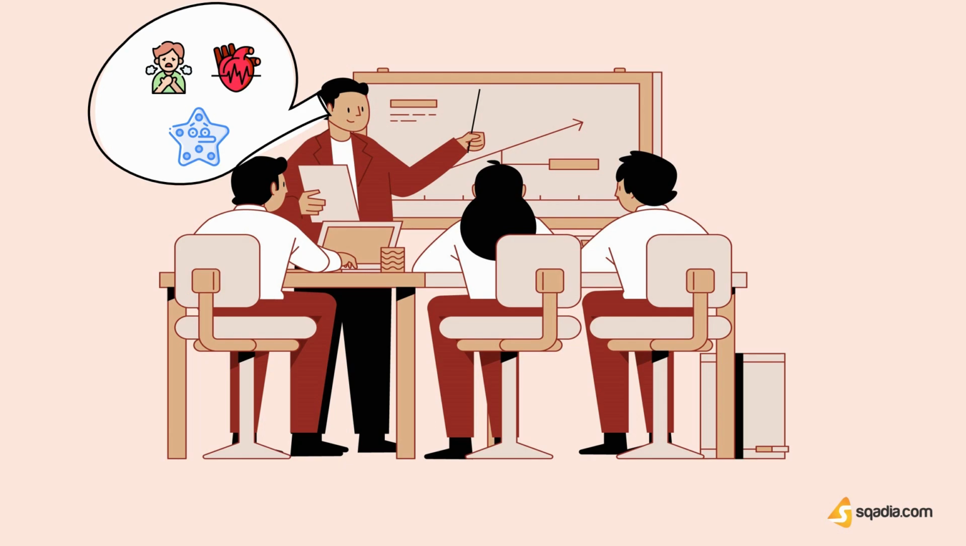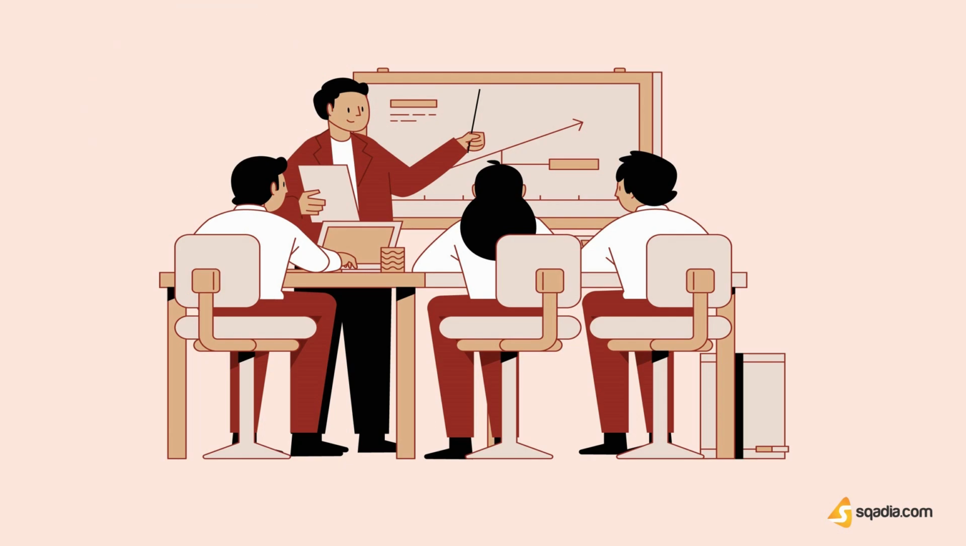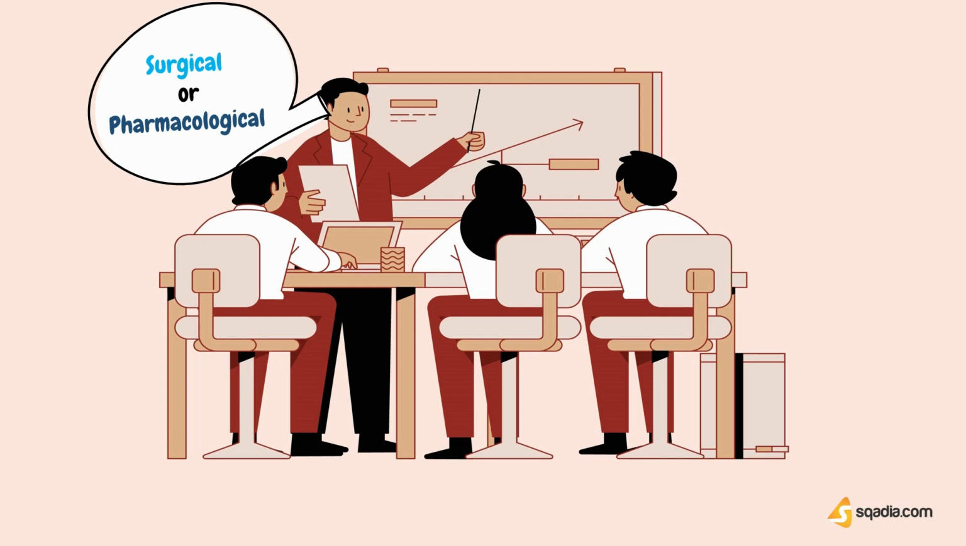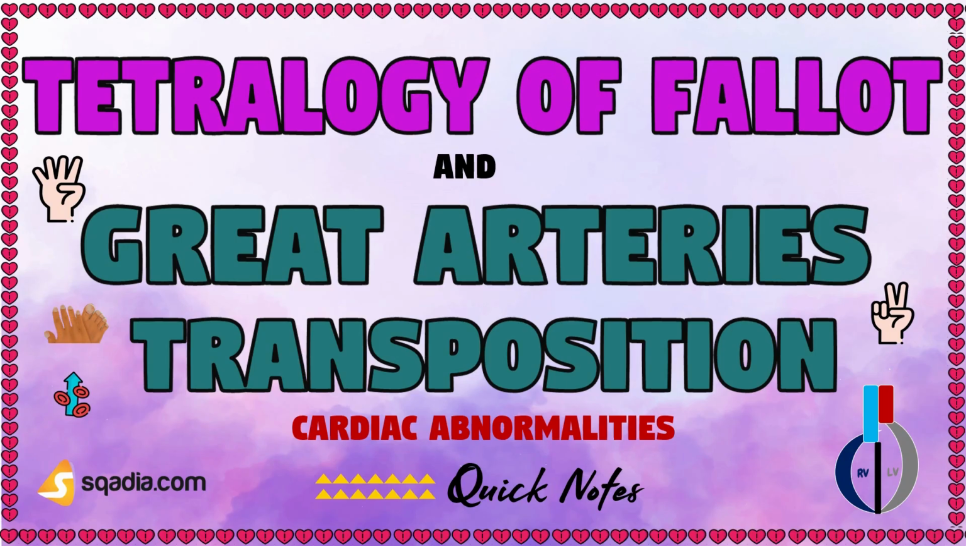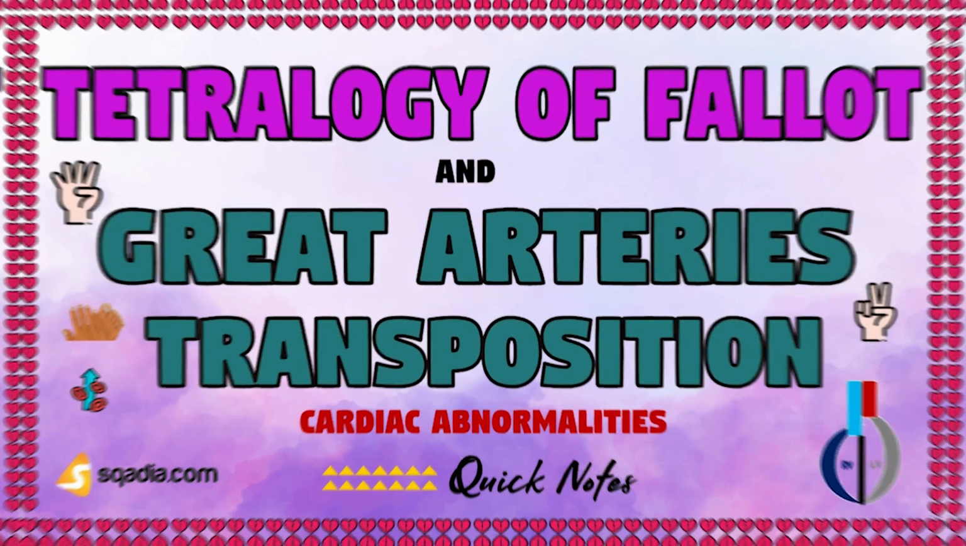So, this was all. In our next video, we will talk about the second group of cardiac abnormalities that cause right-to-left shunt, and it includes the Tetralogy of Fallot and Transposition of great arteries.